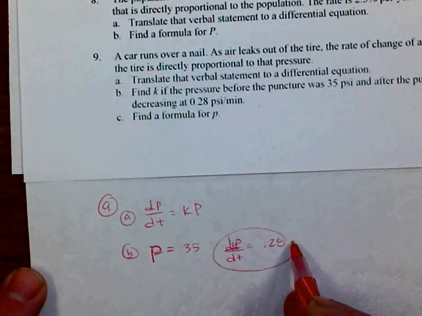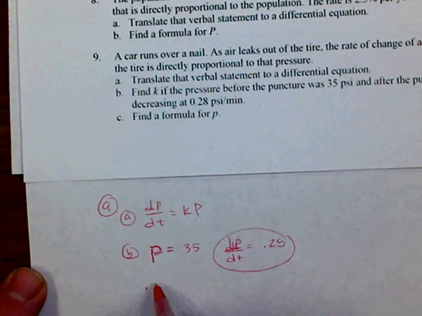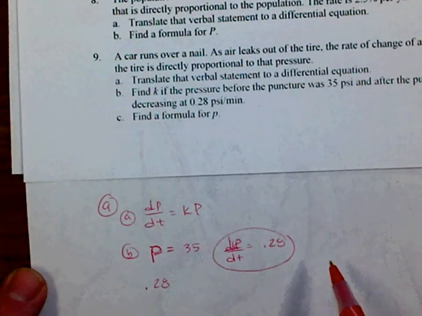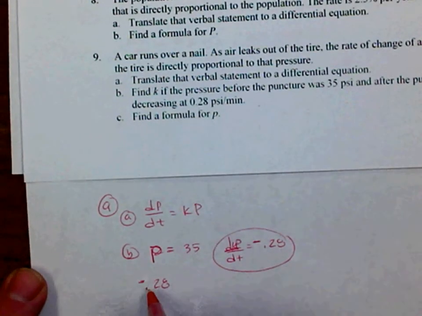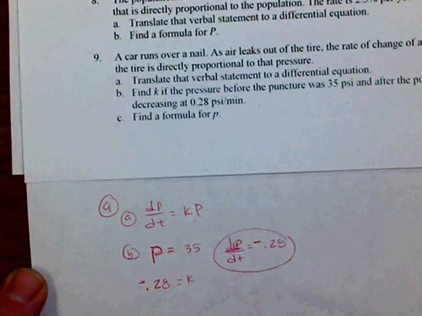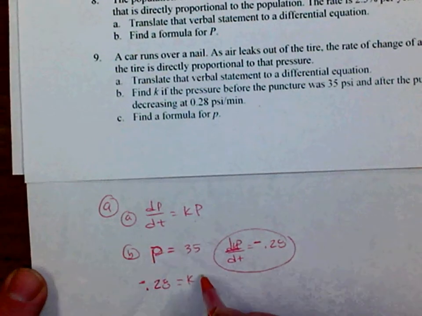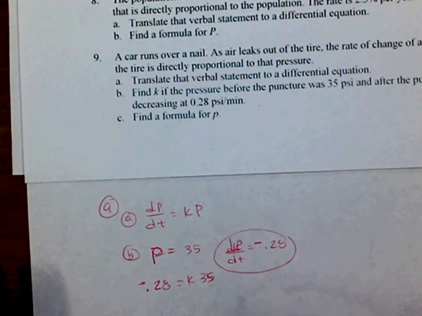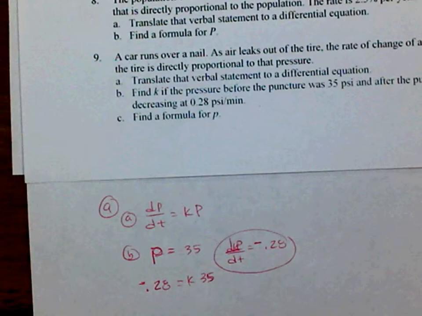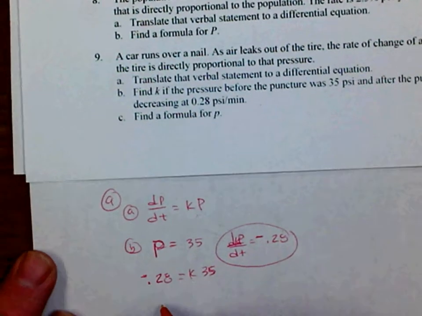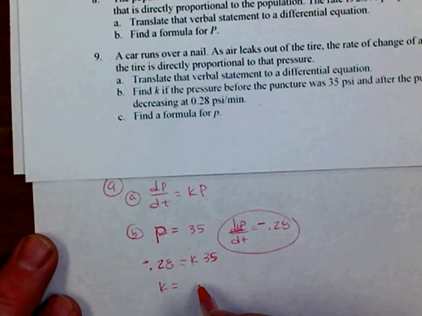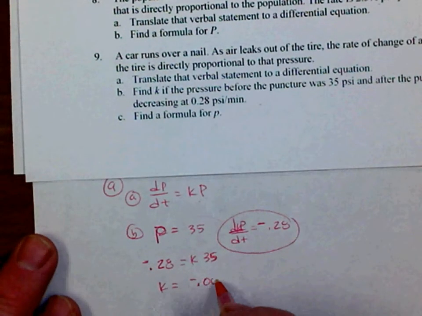The rate will be 0.28. It is decreasing, so we'll want to make sure that that's negative. And that equals K, which we're looking for, times that initial pressure, when it was leaking at a rate of 0.28. Of course, divide both sides by 35. We'll get K equals negative 0.008.